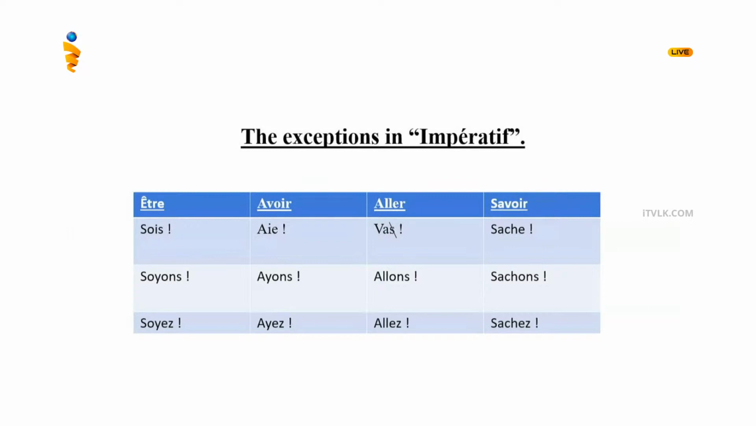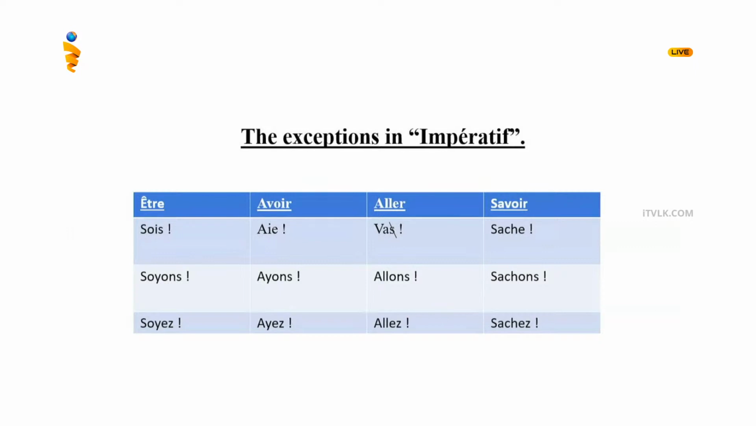Now, you are already familiar with the present tense conjugations of être. You know already conjugations of the verb avoir in present tense as well as savoir. So when you look at this order form of these three verbs, you realize that their conjugations are different from present tense. So that is why we say that être, avoir, as well as savoir are exceptional verbs in imperative. Now I come to the next verb, which I omitted actually, right? So that is the verb aller.